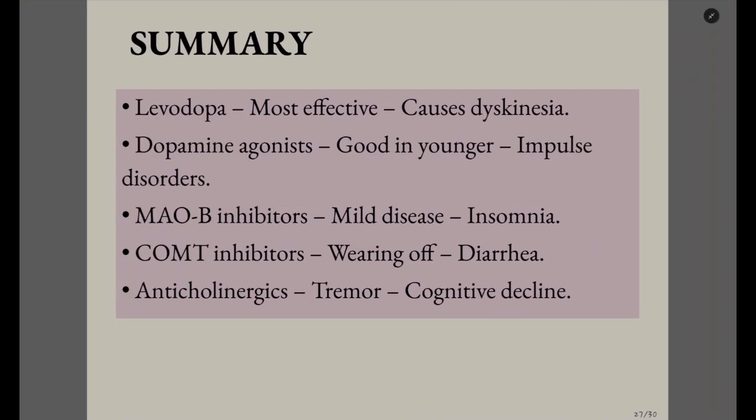And so this is the summary. Levodopa is the most effective drug but causes dyskinesia, and dopamine agonists are good in younger patients with mild Parkinson's disease, but impulse control disorders are seen. And monoamine oxidase inhibitors are used in mild disease, and the side effects mainly include insomnia. I told you about Selegiline, its metabolite is amphetamine, okay, so that can cause insomnia.